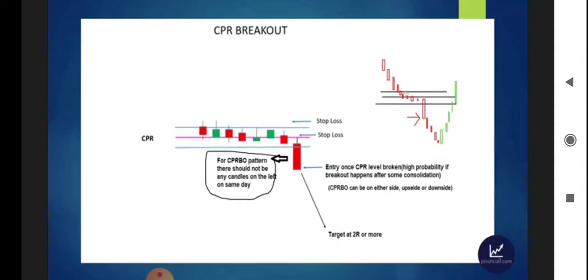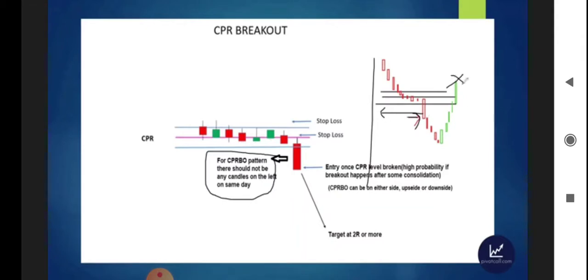And again it went above the top CPR. Is it a breakout now? This is not a breakout. This is the breakout. Why? Because breakout means there should not be any candles on the left on the same day. If there are any candles on the same day, that means there is support.